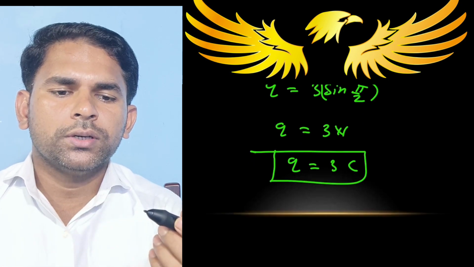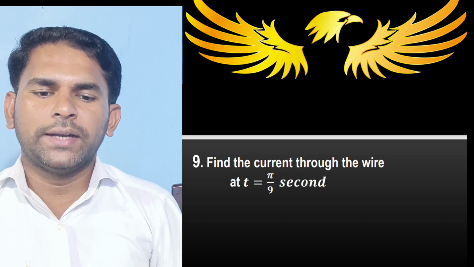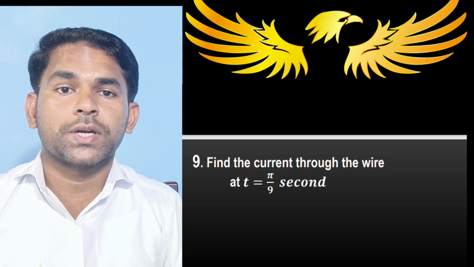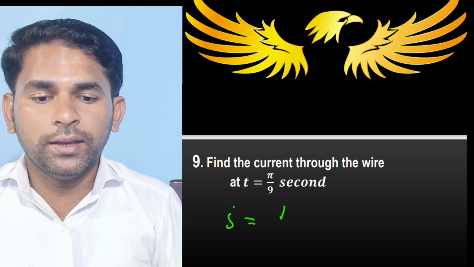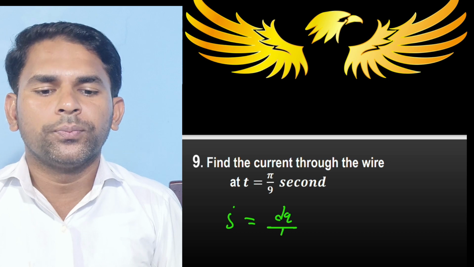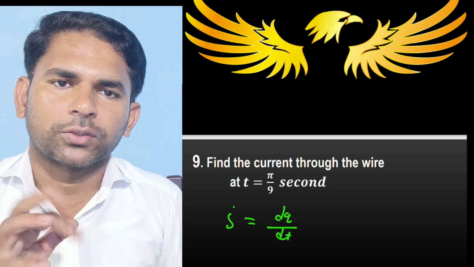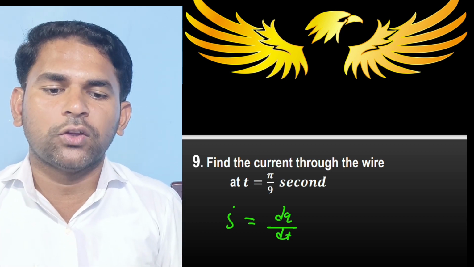Now you can see the next question on the screen. They are asking to find the current through the wire when t is equal to pi by 9. Current means I. So you know very well how we can find I: differentiate q with respect to time. I is equal to dq by dt, but here we need to find the value of dq upon dt.